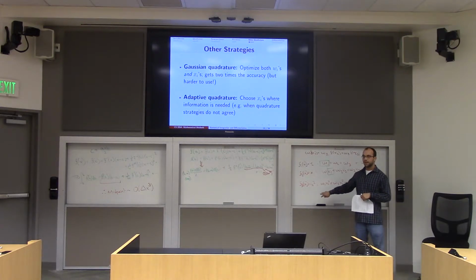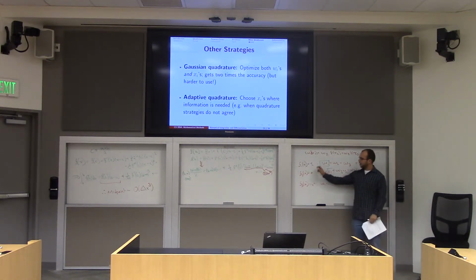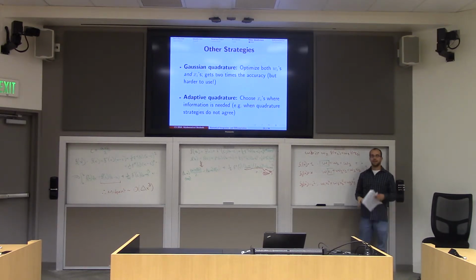Now, one other drawback, which is slightly less obvious, is let's say that I use my 4-point Gaussian quadrature scheme, and I notice that I'm not happy with my integral.